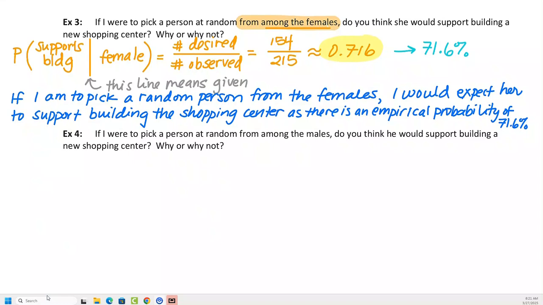Okay, look at example 4. Now it says, if I were to pick a random person from among the males, do you think that they would support building a shopping center? Why or why not? So this time I'm going to do the probability that they support building, given that they're male.